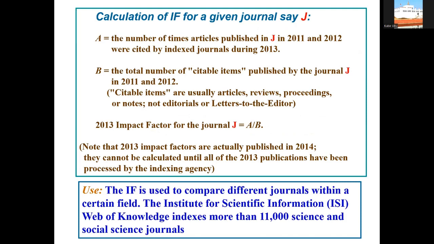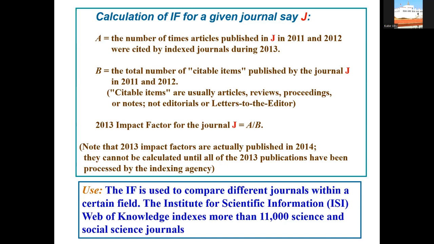In India also, the Indian National Science Academy, INSA, is publishing and giving index impact factors of science research journals. This is the calculation of the impact factor. Generally, it is the number of times articles published in a journal in 2011 and 2012 were cited by indexed journals during 2013. So based upon the previous performance, the impact factors are being prepared.